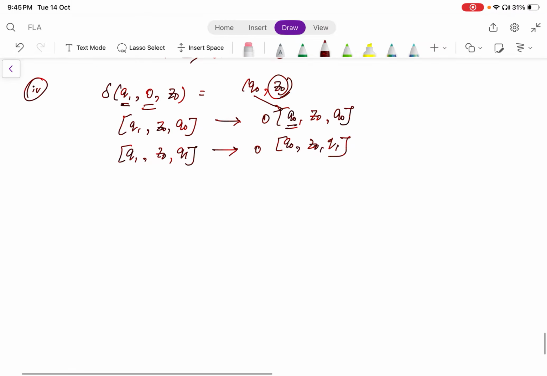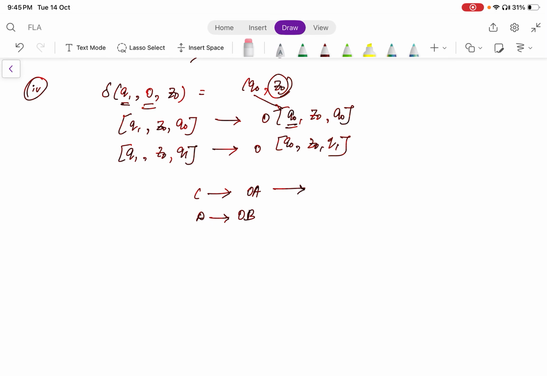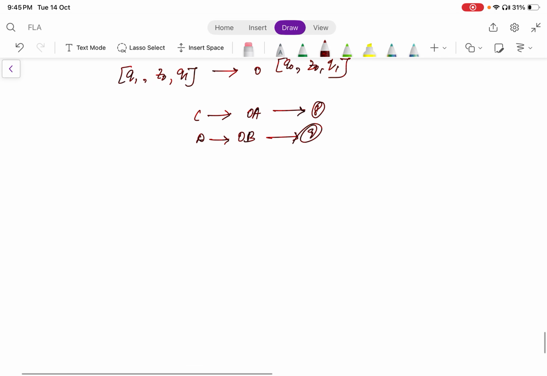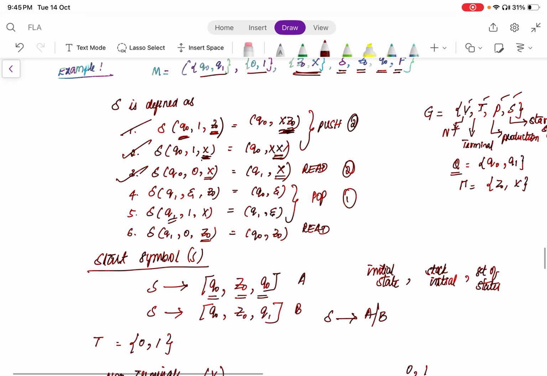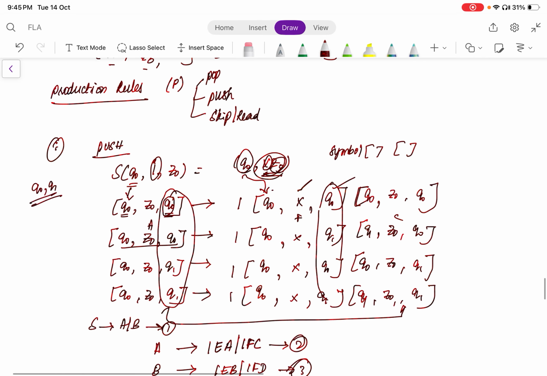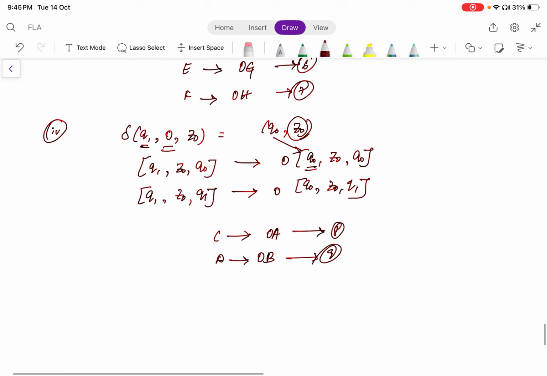Okay, second read operation. Now you rename them. C tends to 0A, D tends to 0B. So this is your 8, this is your 9th equation. Now all your read operations and push operations are done. Read and push are done. Now move on to the pop.